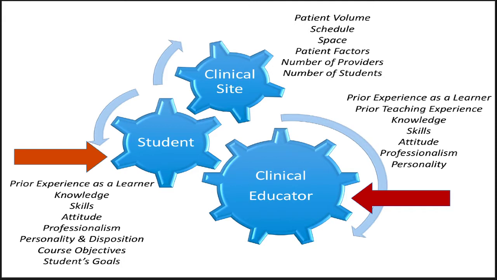The orange arrow indicates learner variables that can affect this process. The red arrow indicates the factors that may affect educators during that process. And there are also clinical site factors to be considered. As you review this slide, consider which factors have affected student learning in your experience as well as in your role as a clinical educator.